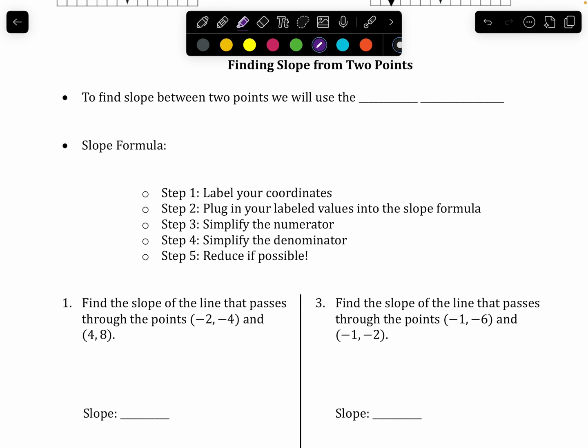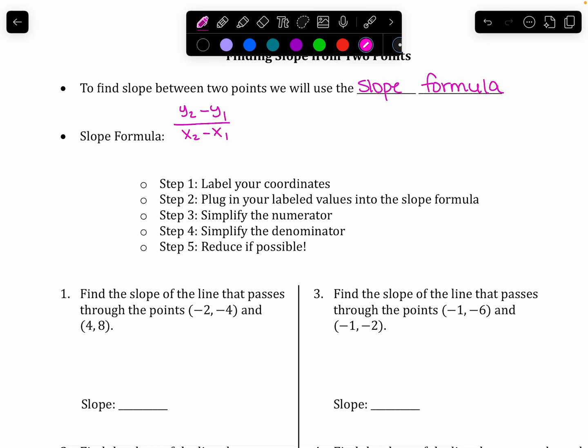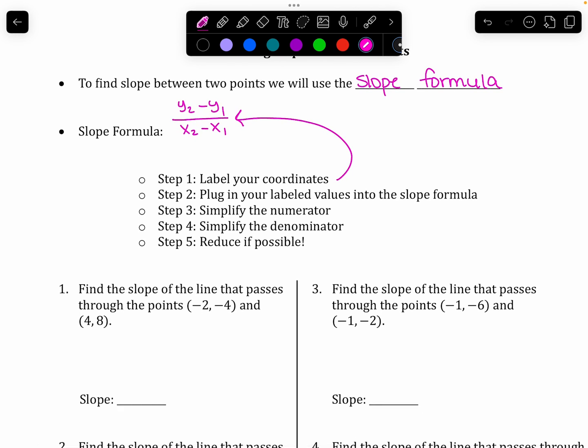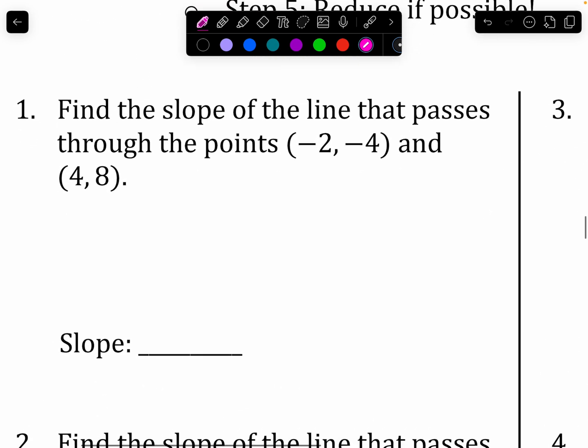Okay, let's say that instead of a graph, you are given 2 points and you are asked to find the slope between the 2 points. Well, in order for us to find the slope between 2 points, we are going to use our slope formula. Our slope formula is y2 minus y1 over x2 minus x1. So it gives us some steps here. It says the first step is to label your coordinates. You're going to label one of your coordinates x1, y1, and then another one of your coordinates x2, y2. Once we do that, we're going to plug our labeled coordinates into the slope formula. We are going to simplify the numerator, simplify the denominator, and then reduce if possible.